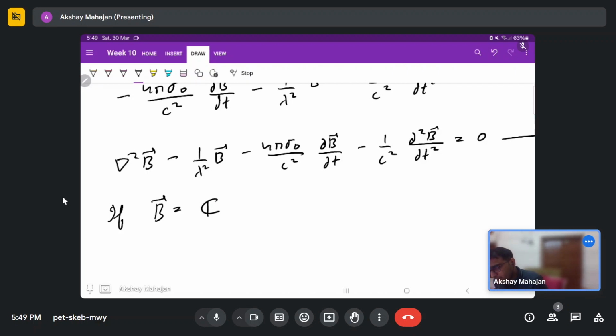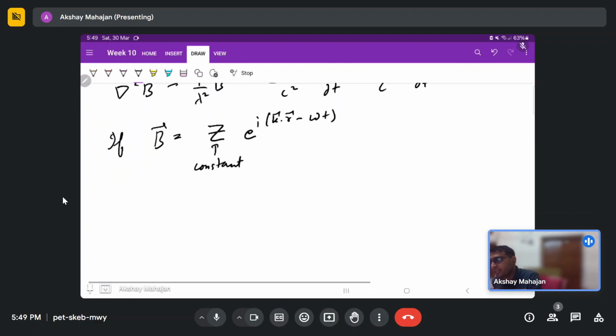Let's say this is some constant z e to the power iota, and z is a constant which is not the partition function. Don't be confused, this is a constant, e to the power iota (k vector dot r vector minus omega t). Okay, let's say this is our magnetic field.